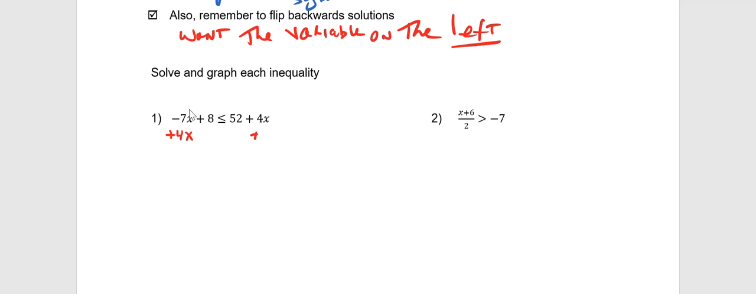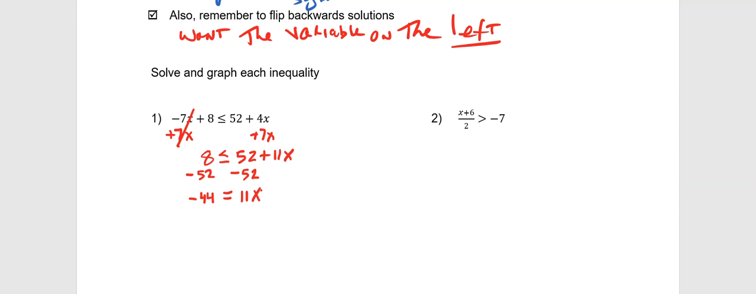Whoops, that says plus 4x. I'm jumping ahead of myself. So plus 7x and plus 7x. My 7x cancels. I get 8 is less than or equal to 52 plus 11x. There's still more isolating to do, as you can see, because I have a constant now isolated fully, but a constant living with the variable term on the other side. So this now is just graduated to a two-step inequality. So we will subtract the 52 on both sides. And that's going to give me negative 44 is less than or equal to 11x.